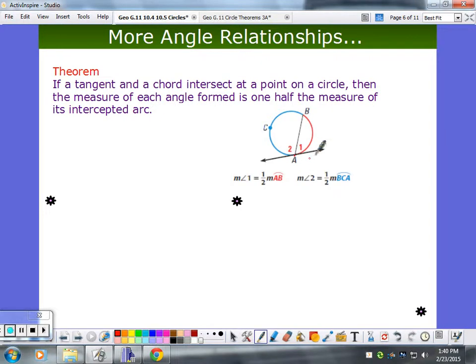So, before we put this on the paper, let's just think about it first. Here's my tangent, here's my chord. Look at this first before you copy it on the paper, so that you kind of see what's going on here. It's a little harder to see. So chord, tangent, here is an intercepted arc, right? So this angle 1 is half the measure of arc AB. And you have 2 arcs, right? And 2 angles. So this angle on the other side, same thing. Angle 2 is half the measure of arc BCA.